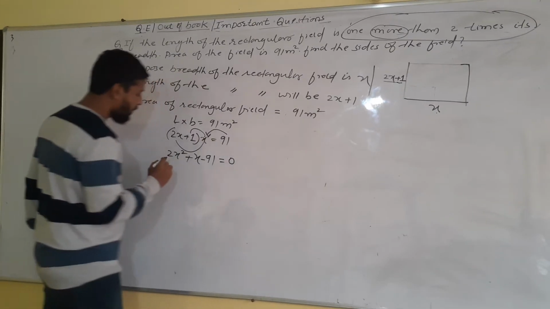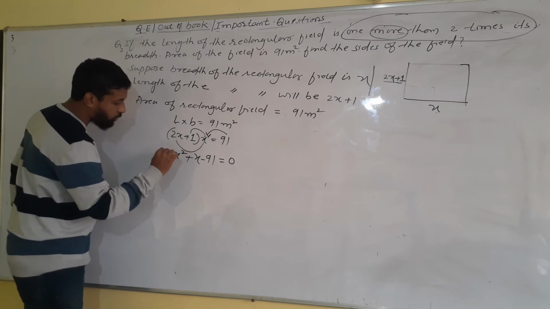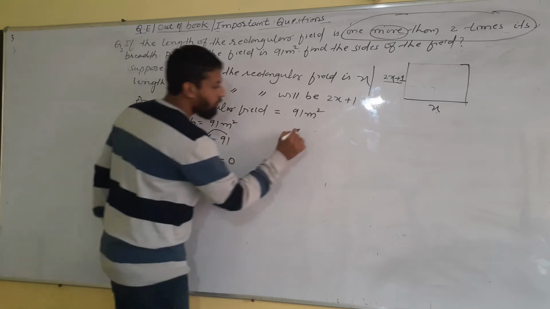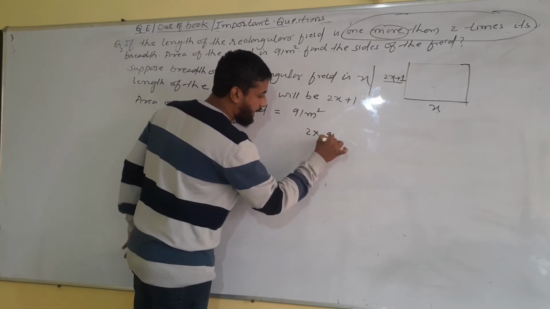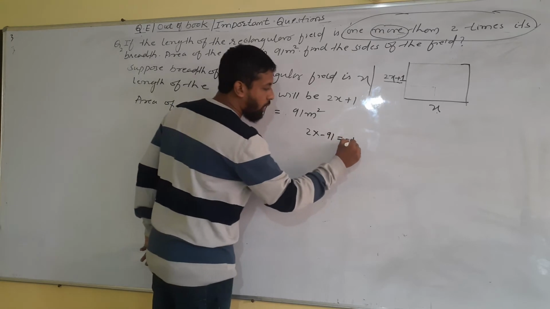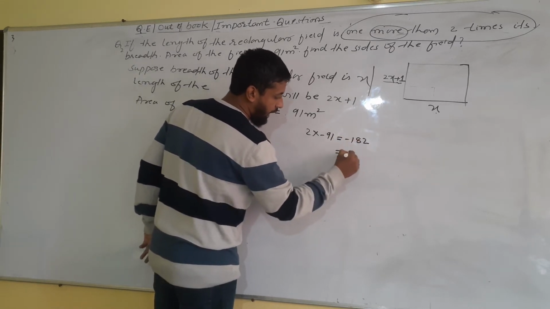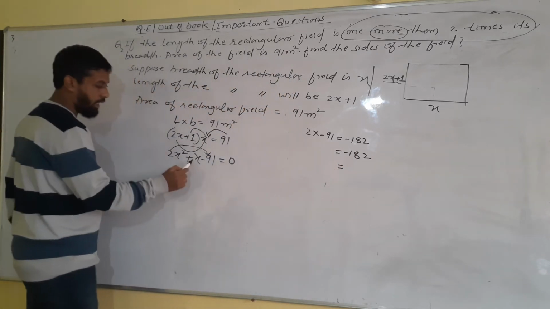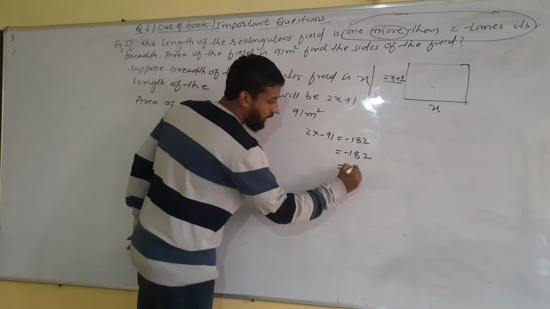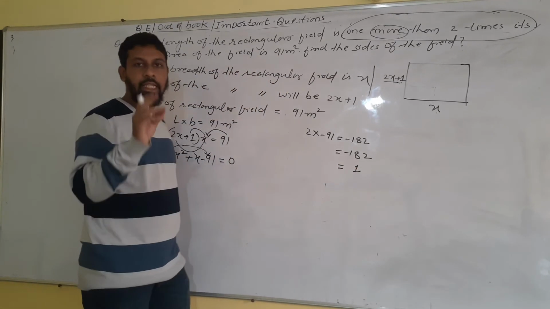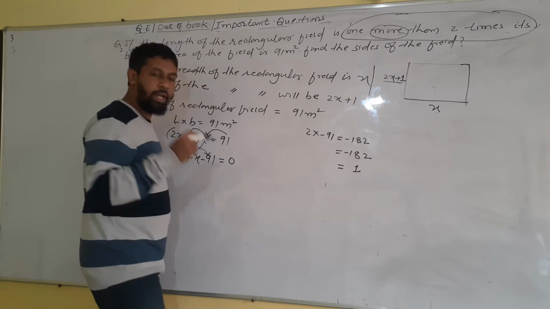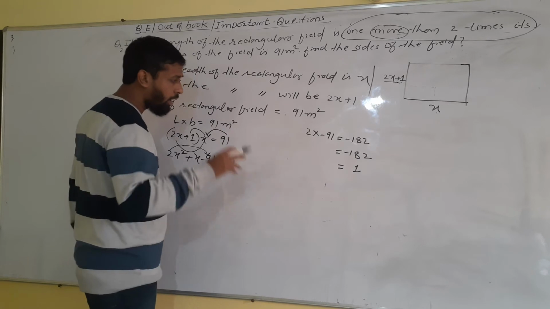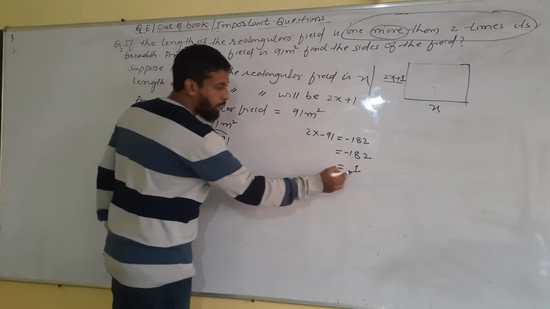I am solving it here. We know in factorization first we have to multiply the coefficient of x square with the constant. 2 into minus 91 will give you minus 182. Write the same thing one more time and write the coefficient of x here. Coefficient of x is 1. Now you have to select two numbers such that when you multiply those two numbers, it should be minus 182, and when you add or subtract, it should be 1.